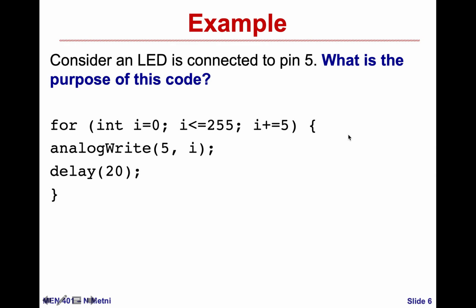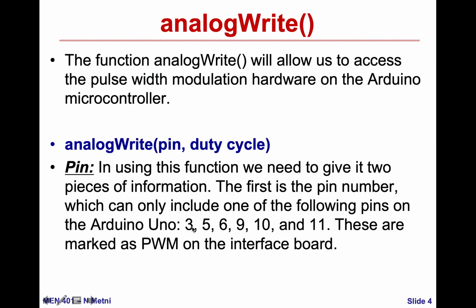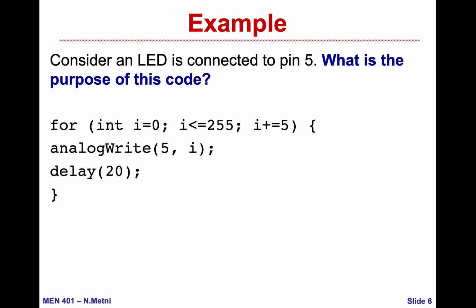Let's take this example. Consider an LED connected to pin 5, one of the pins that can be used as PWM. What is the purpose of this code? I create an integer i equal to 0, and i plus equal 5, so my new i is equal to my old i plus 5, an increase by 5 after each loop. Whenever i is less than 255, analogWrite on pin 5 with i, and then delay 20.